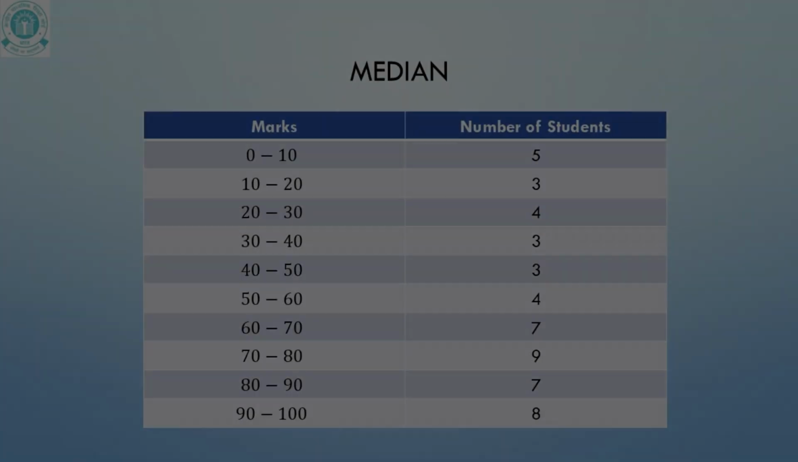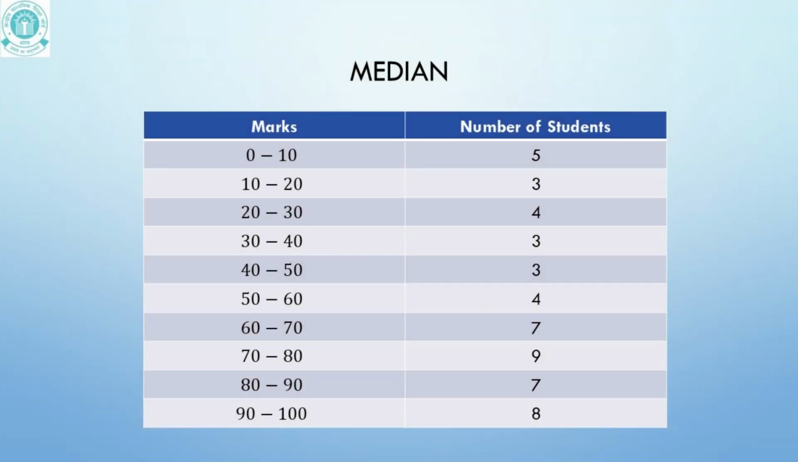To find the median, we will have to first understand cumulative frequency. Let us understand it with the help of an example. Consider a grouped frequency distribution of marks obtained out of 100 by 53 students in a certain examination as follows. After showing this table to students, we can ask how many students have scored marks less than 10? The answer is clearly 5.